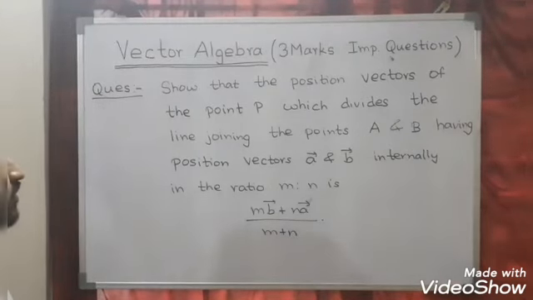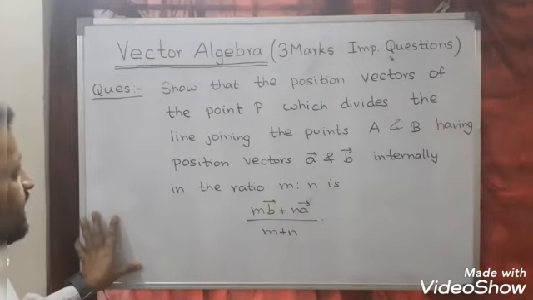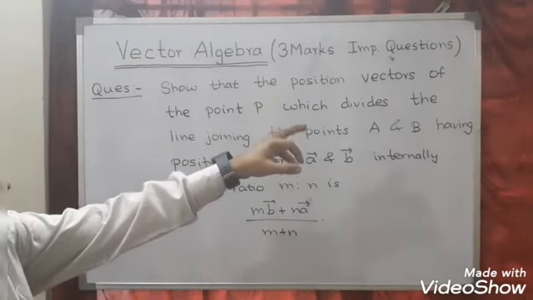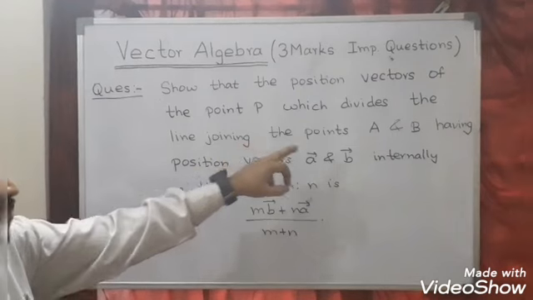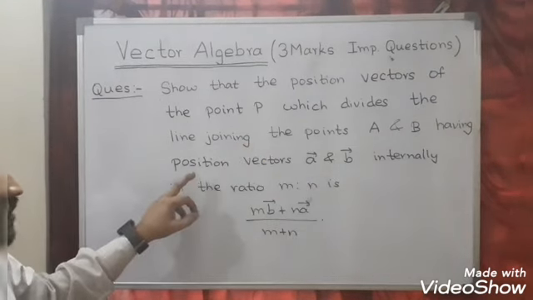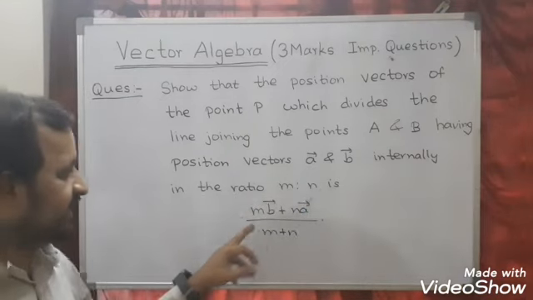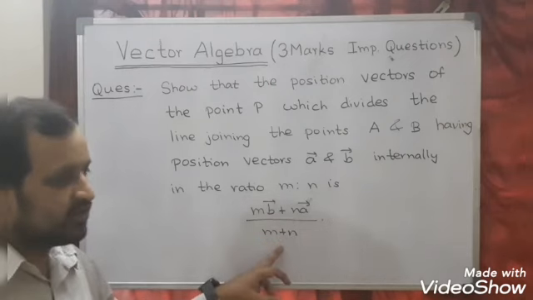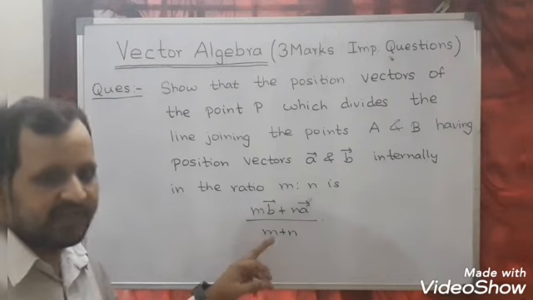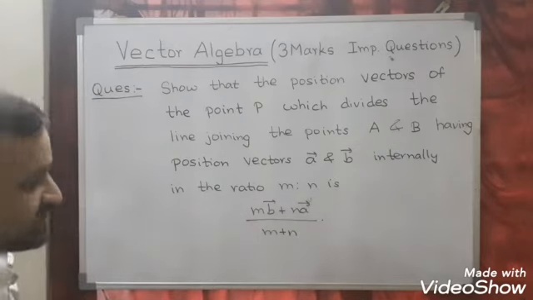Good morning, students. Today we will see 3 marks important questions on vector algebra. The first question here is, show that the position vector of the point P which divides the line joining the points A and B, having position vectors a and b, internally in the ratio m:n is given by (nb + ma)/(m + n). So this we have to prove. Very important question with respect to board exam. Let us see the proof of this.